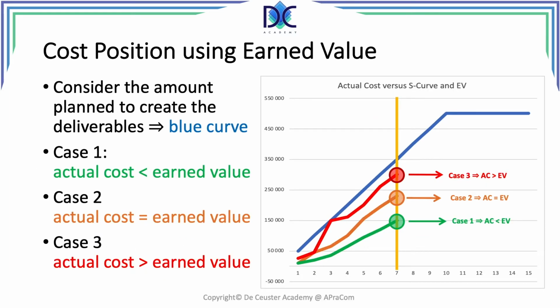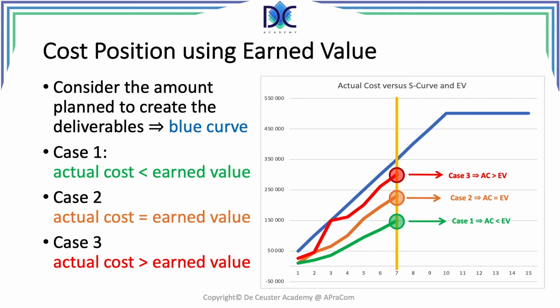Let's now have a look at the cost position when we compare it with the earned value. We have again our blue S-curve, which is representing the number of deliverables, or the value of the deliverables, that we are creating over time. And we consider period 7. The situation at period 7 shows us the dark orange curve, which is in fact the earned value as a function of time. The earned value is below the planned value, which means that our project is behind schedule.